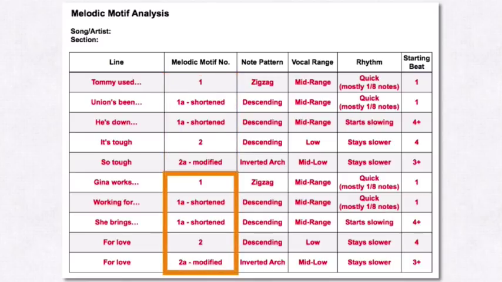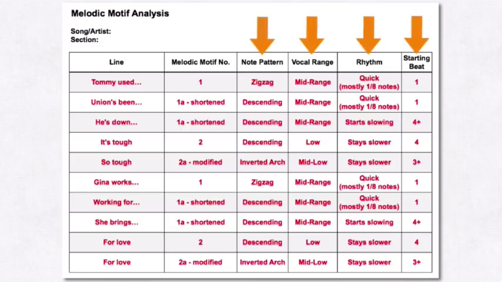So I'm going to make note of that on my markup as well by just repeating all of that information in the lines below. So on this page, I'm also encouraging you to write down note patterns, vocal range, rhythm, and the starting beat of each motif to help you understand them better. So for example, if you look at the first motif in Living on a Prayer, you'll see that I've made note that the pattern is a zigzag pattern, since the notes start high, then go low, then come back up again, and then go down again.